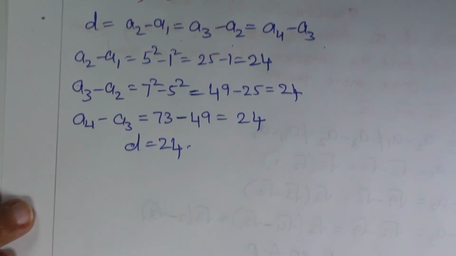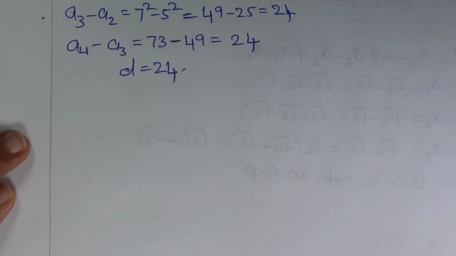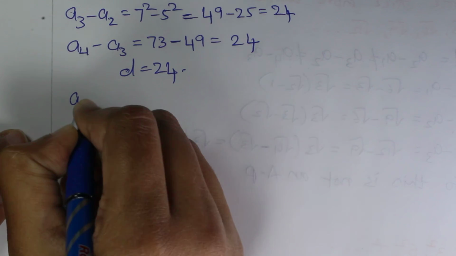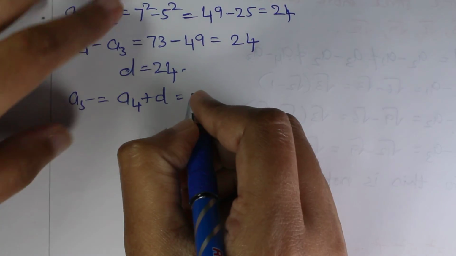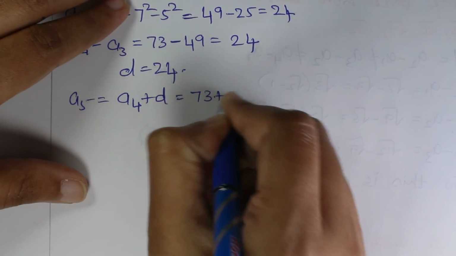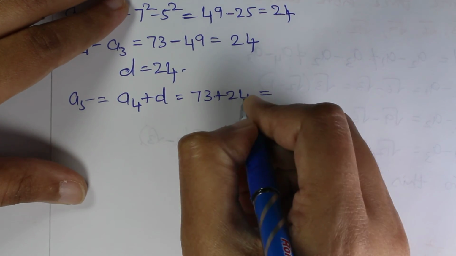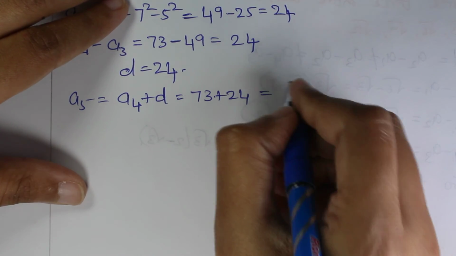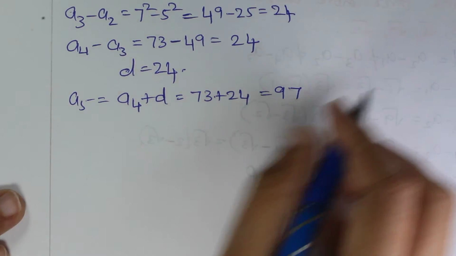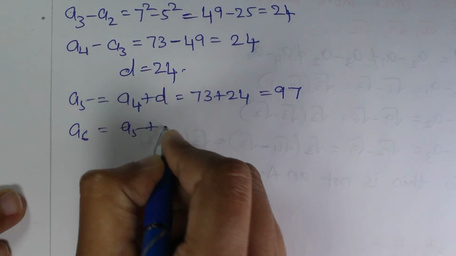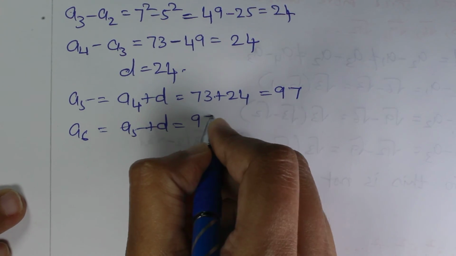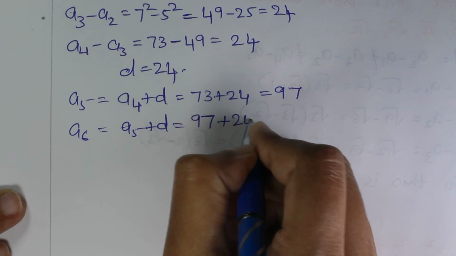Now let's find out the next three terms of this series. So A5 becomes A4 plus common difference D. What is A4? A4 is 73. 73 plus 24, that is equal to 97. A6 is equal to A5 plus D. A5 is 97 plus common difference is 24.